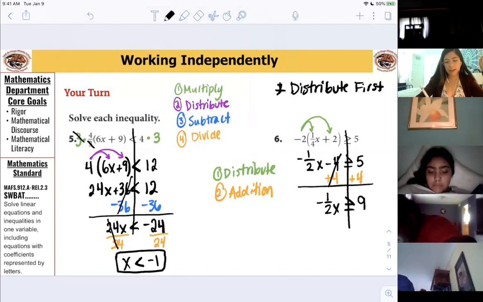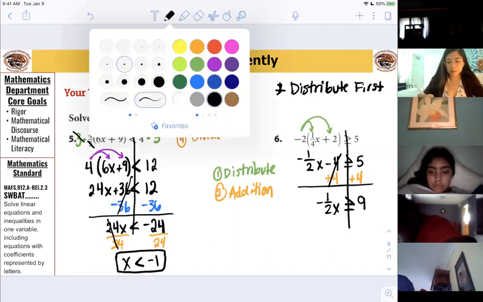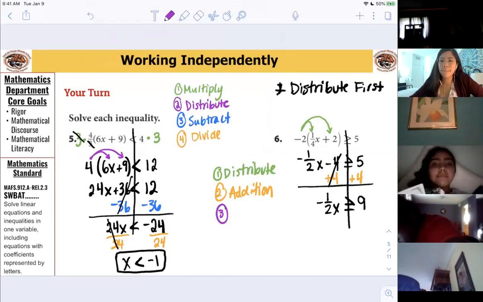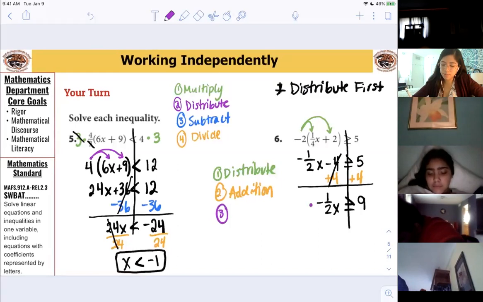And in my last step, usually my last step is to divide, but in this case, I have a fraction. So what am I going to do? I'm not going to divide. Multiply, yeah. And what should I multiply by? 2. Now, I have a negative fraction. So when I multiply, I'm also going to want to get rid of that negative. So I'm going to multiply by not just 2, but negative 2.